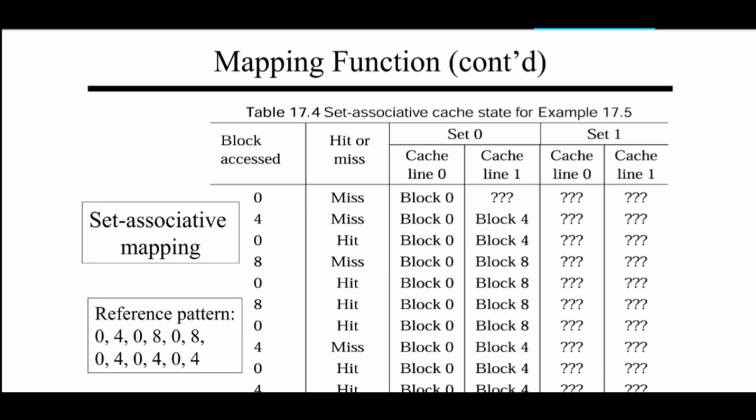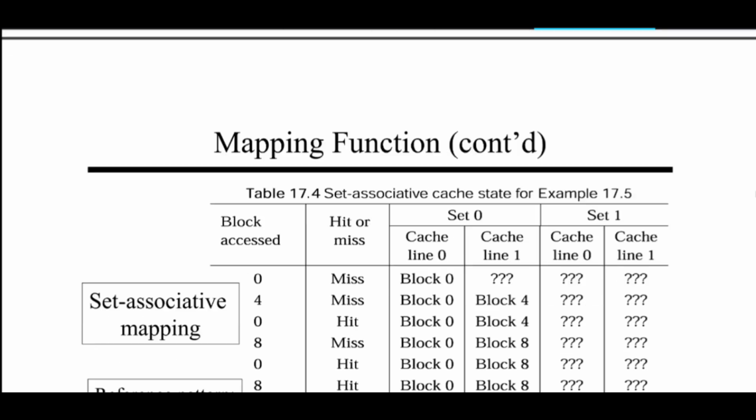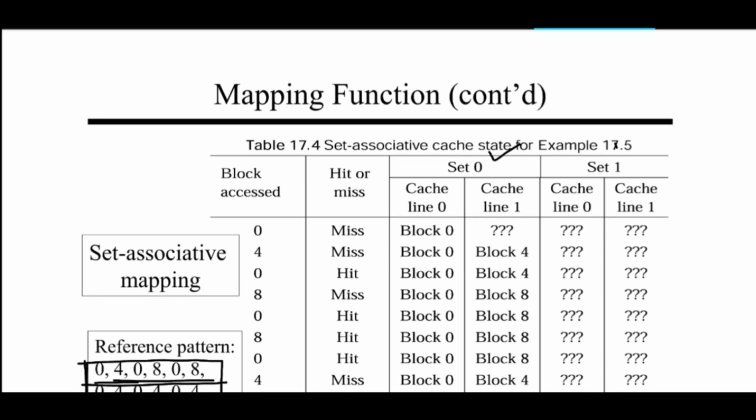Here is some reference pattern: 0, 4, 0, 8. Here are our 2 sets, set 0 and set 1, and each set has 2 lines, meaning 2 different data blocks can be stored in either set. Set 0 has 2 data blocks and set 1 has 2 different data blocks.